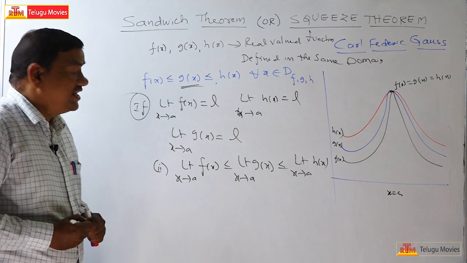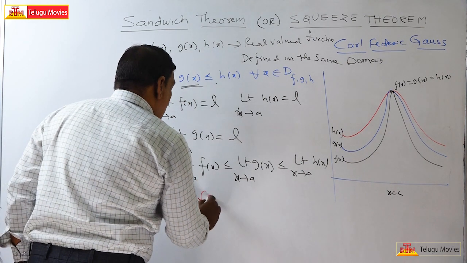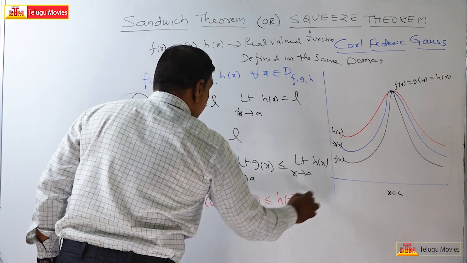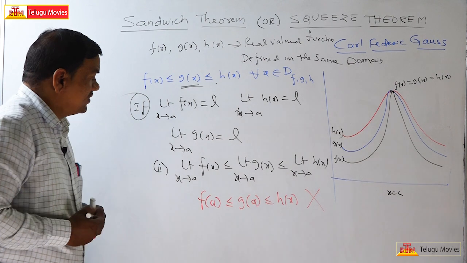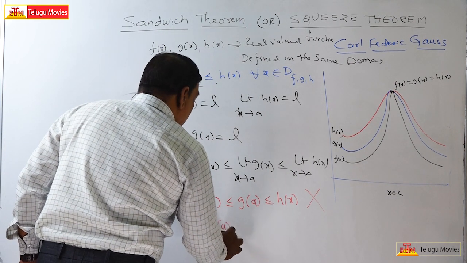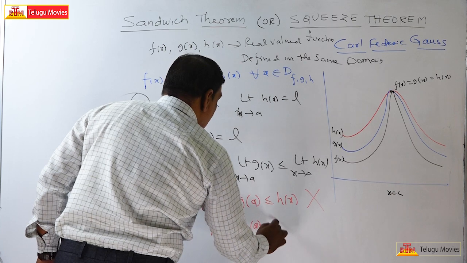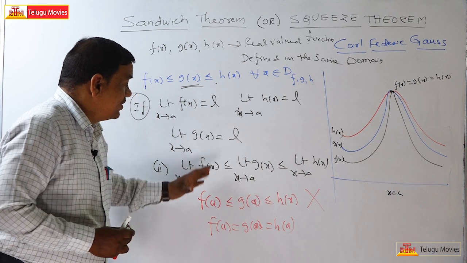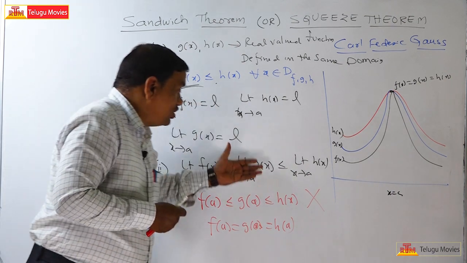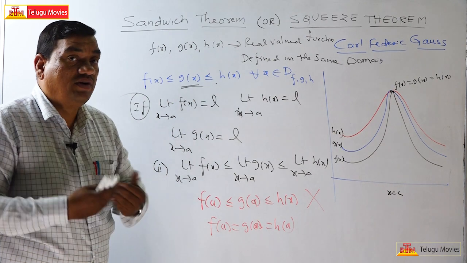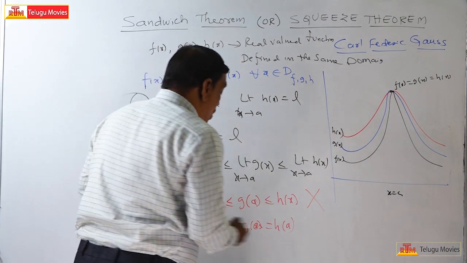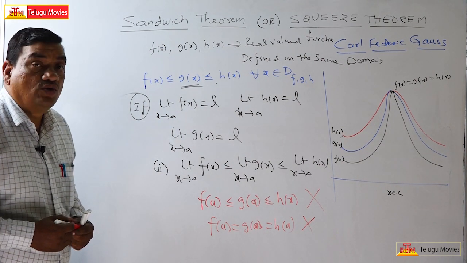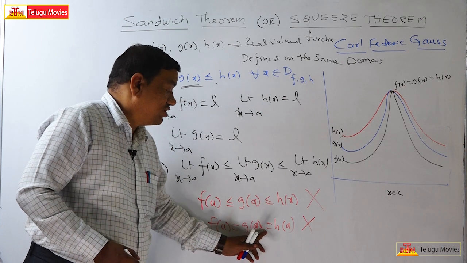f of x, there is no need for f of a to be less than g of a, less than h of a. There is no need of that. Even f of a equal to g of a equal to h of a, no need of that. If you substitute x equal to a, the output will be f of a, g of a, h of a. There is no need of f of a less than or equal to g of a less than or equal to h of a, or even f of a equal to g of a equal to h of a.